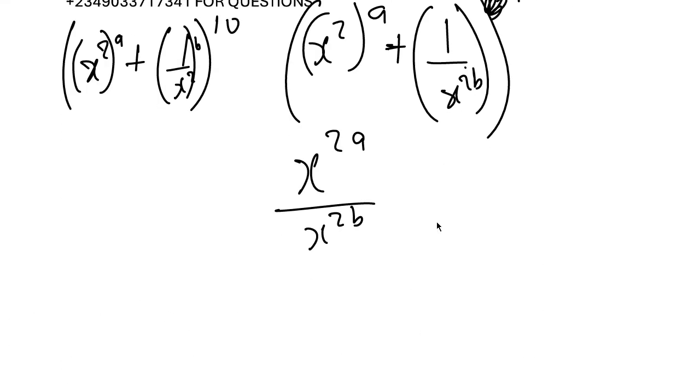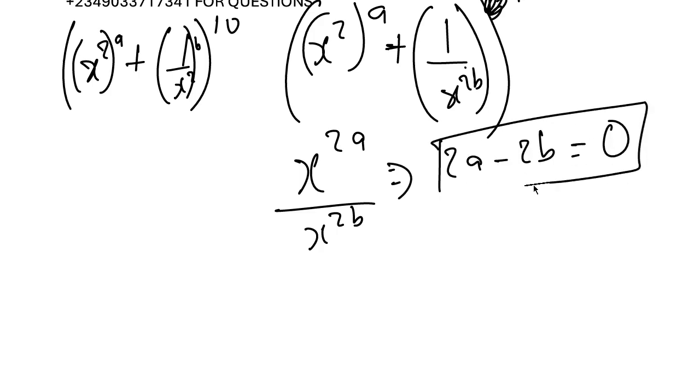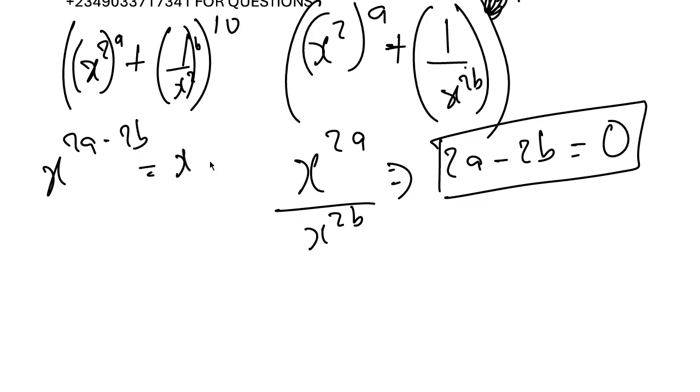Don't get confused. Watch. So x to the power 2a, because we don't know what a is, we don't know what b is. These are just constants. So x to the power 2a divided by x to the power 2b is what? 2a minus 2b. And at the end of the day, it should be equal to 0, because the powers must cancel. So x raised to the power 2a minus 2b should be equal to 0. So this is what we have.